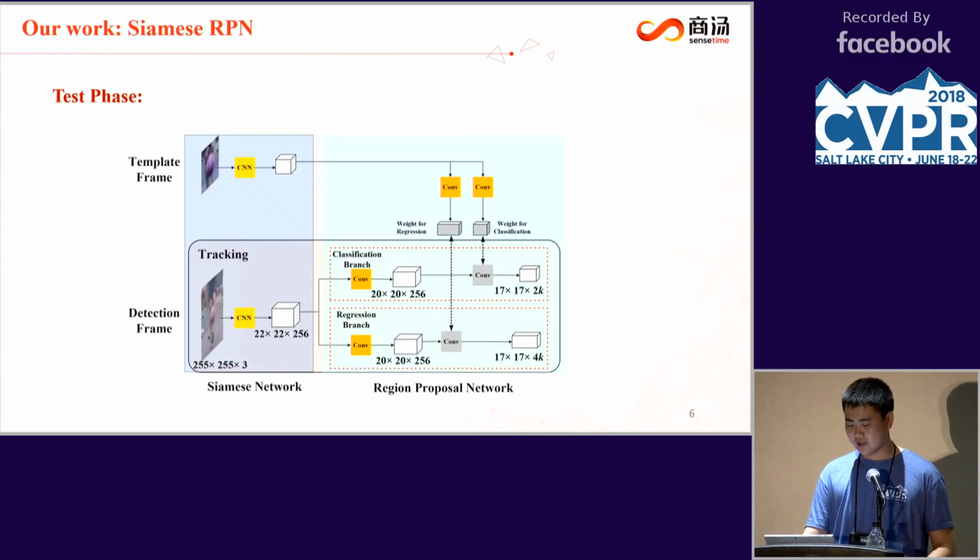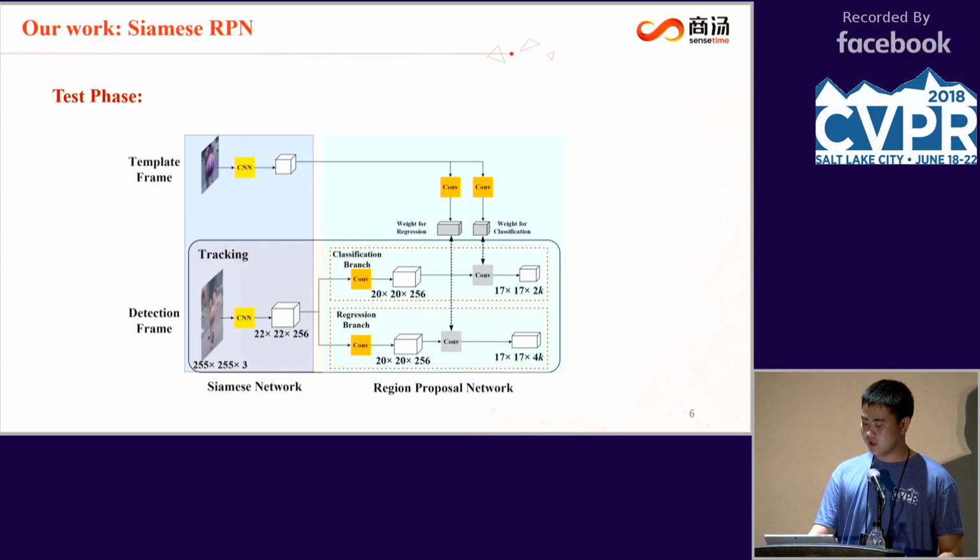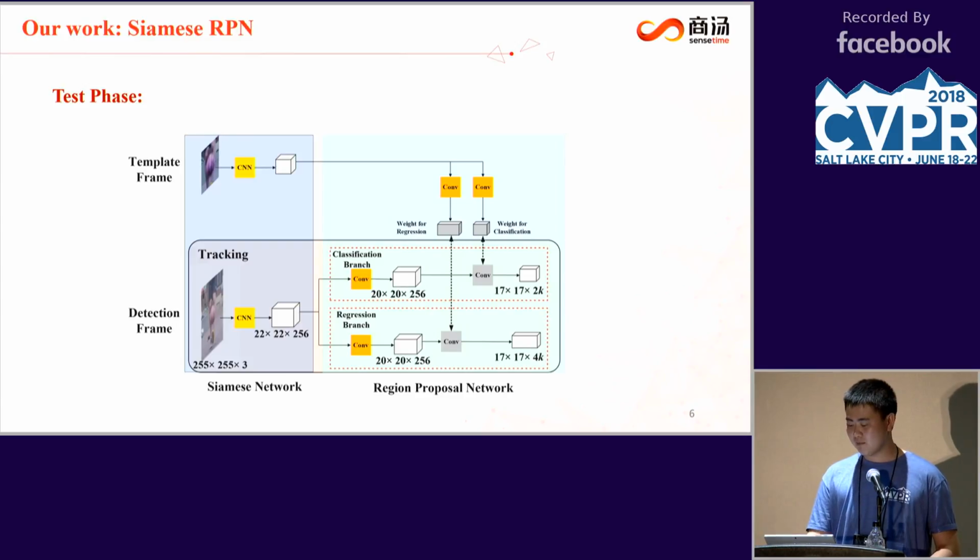Okay. During the test phase, the task is formulated into a one-shot detection task. The template branch predicts the weight for the kernel of RPN only in the first frame. Then the template is pruned, and only the detection branch is retained.